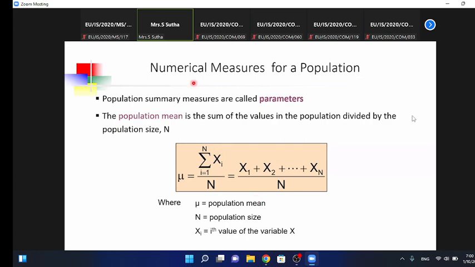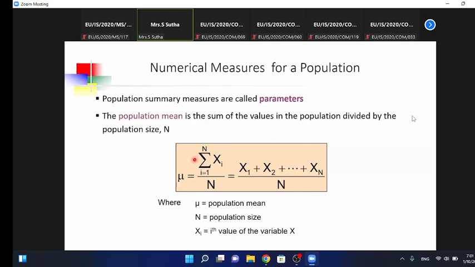Then for the numerical measures for a population, the population summary measures are called parameters. So how can we calculate the population mean, which is denoted by mu? All the information in the population data we have to consider. As we calculate the sample mean, X bar, a similar formula applies, but here we have to consider the population size. Capital N is the number of observations in the population.